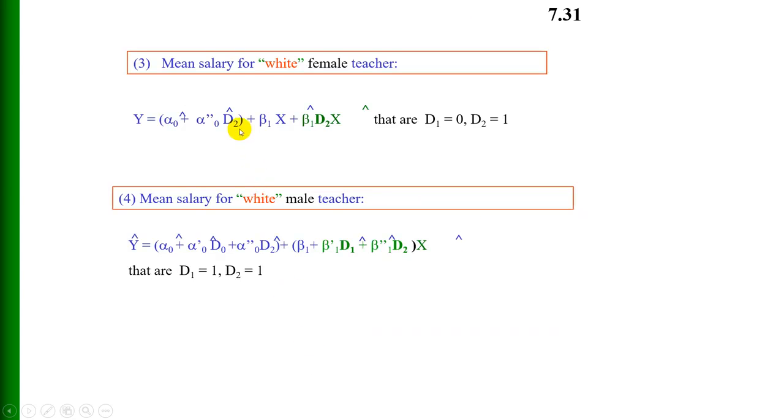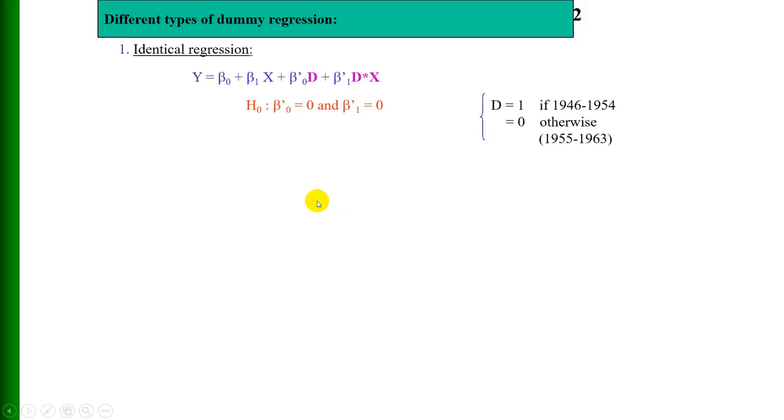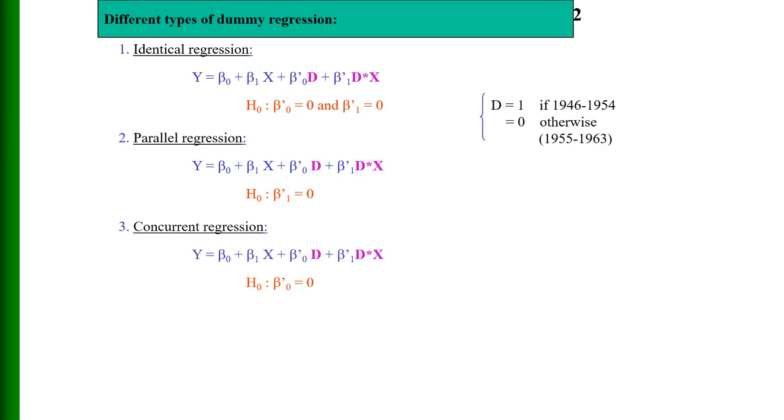And then this is the mean salary for white female teacher, and this is the mean salary for white male teacher. So there are 4 categories. Different types of dummy regression. There are 4 different types of dummy regression: identical regression, parallel regression, concurrent regression, and dissimilar regression.